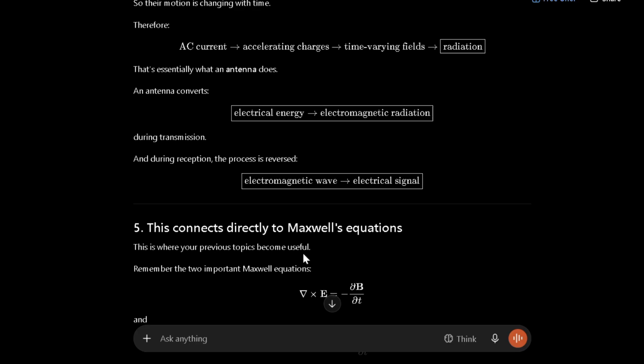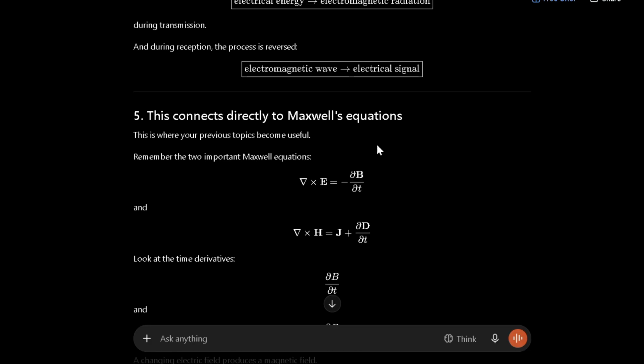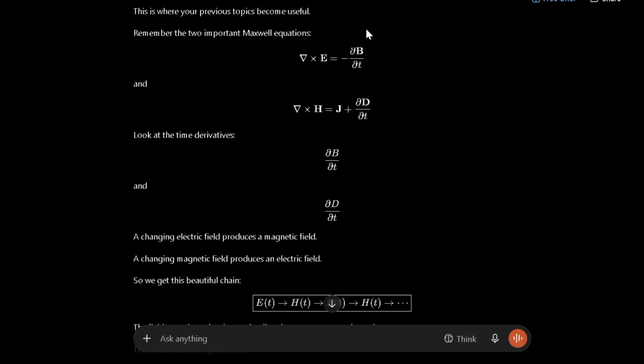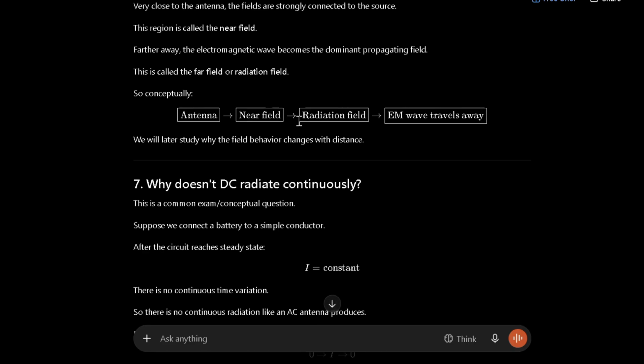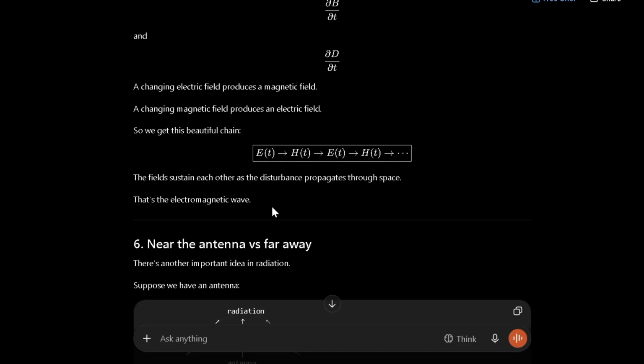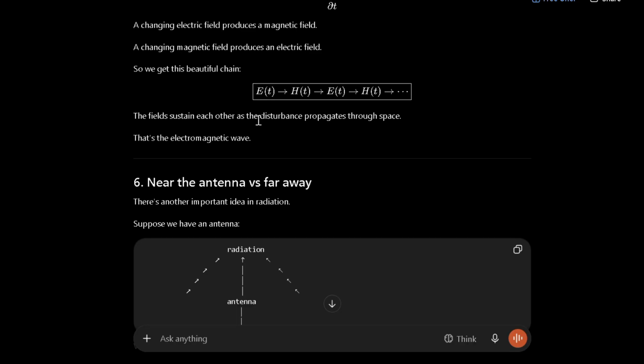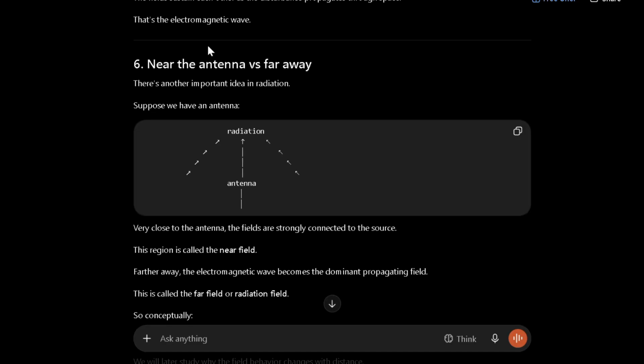There are two kinds of antennas: receiver antennas and transmit antennas. At receivers, what happens? The electromagnetic wave is received as an electric signal. This connects directly to the magnetic field. A changing magnetic field creates an electric field, and a changing electric field creates a magnetic field. We all studied this. We already know that. But the new thing here is near the antenna versus far away.